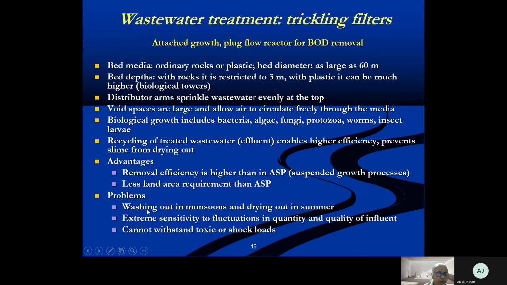The next major issue is washing out in monsoon and drying out in summer. Now, let's say there is water scarcity in summer. There's no water, so no water comes into the trickling filter. What will happen? The entire biomass will die. And once the biomass is dead, it will take at least another month to bring it back when the water comes back. So this is a huge problem. And in monsoon, if it is open to the atmosphere, if there is no cover on these trickling filters, what will happen? The biomass will get washed out, because in our country, when it rains hard, it's of sufficient intensity to wash the biomass out.